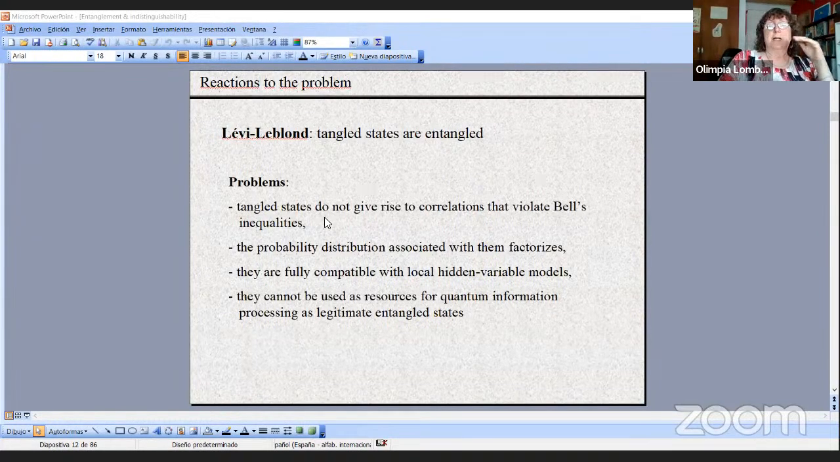But the problem is that tangled states do not give rise to the correlations that we expect to violate Bell's inequalities. The probability distribution associated with them factorizes. They are fully compatible with local hidden variable models, and they cannot be used as resources for quantum information as legitimate entangled states. I mean, they can be used, but not in the same way as legitimate entangled states.